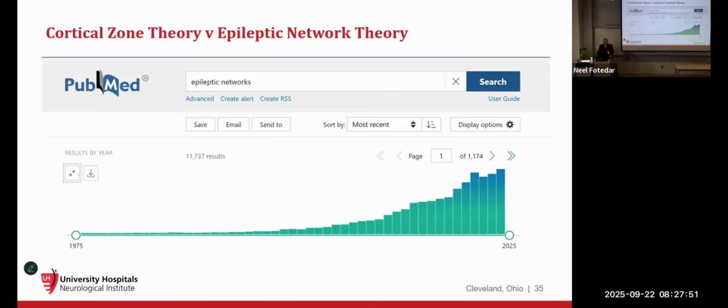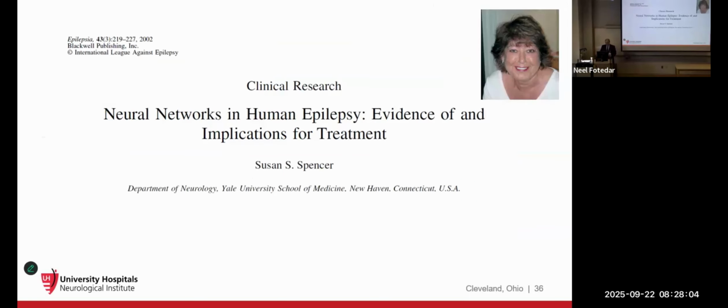Then you have the recently more popularized, what is called the network theory. If you do a PubMed search, you can see how the publications referring to the term epileptic networks has exponentially risen in the last few years. It has been used by the French since the very beginning, but it was kind of brought to attention here in the United States in this paper by Susan Spencer, published in Epilepsia in 2002.